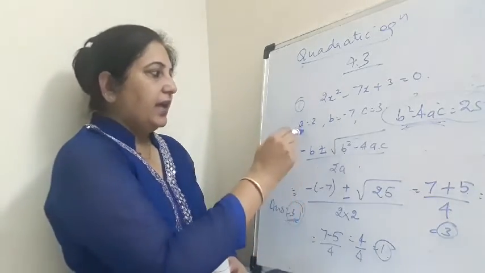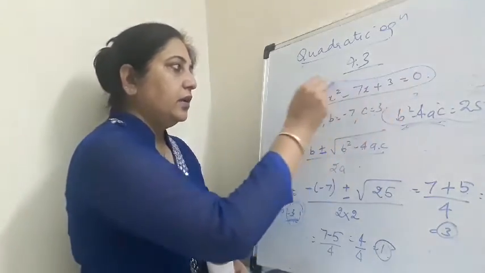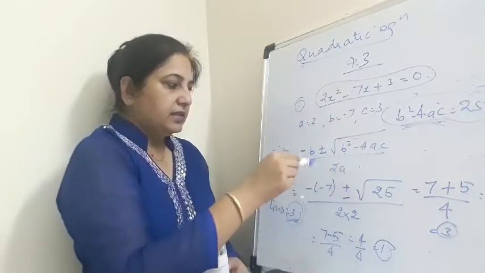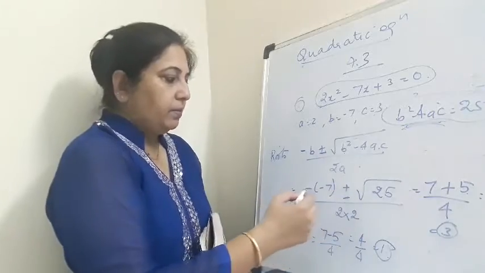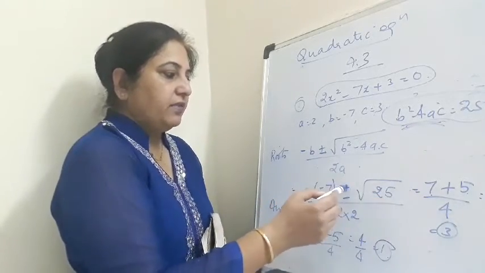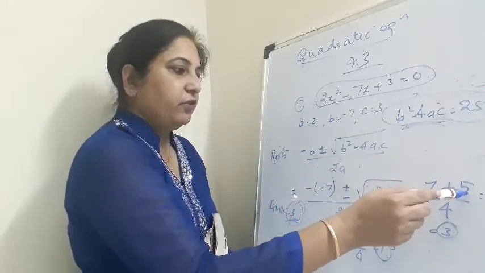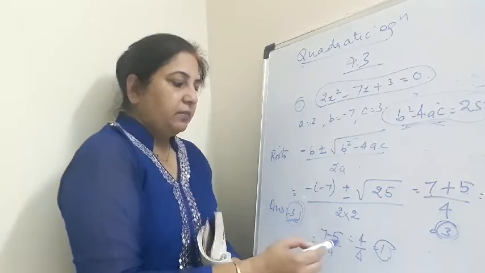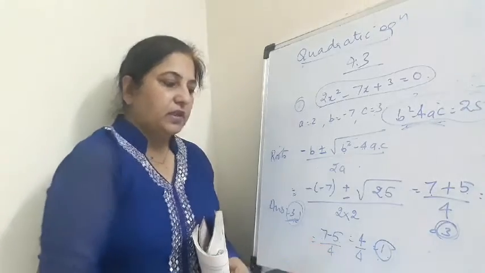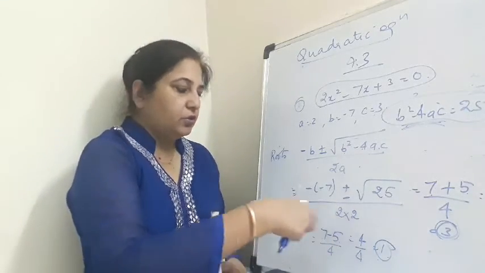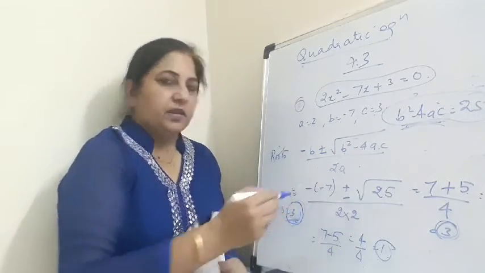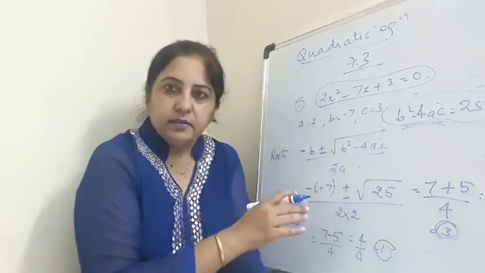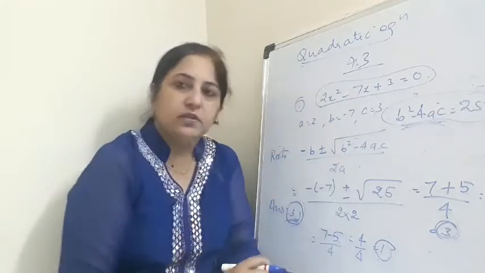Here we get a, b and c from the given equation. a is 2, b is minus 7, c is 3. Remember that the signs are important. Here minus into minus is plus, 7 plus minus root of 25, which is 5. 7 plus 5 is 12 by 4, it will be 3, and 7 minus 5 will give you 4 by 4, which is equal to 1. So these are the two real roots and they are distinct. I think you will be able to apply the values and use this formula.